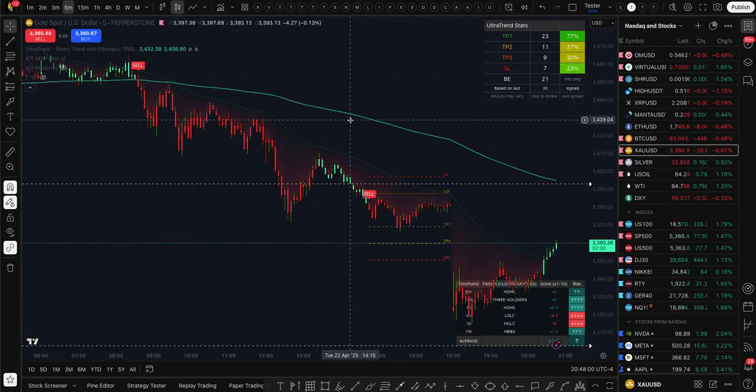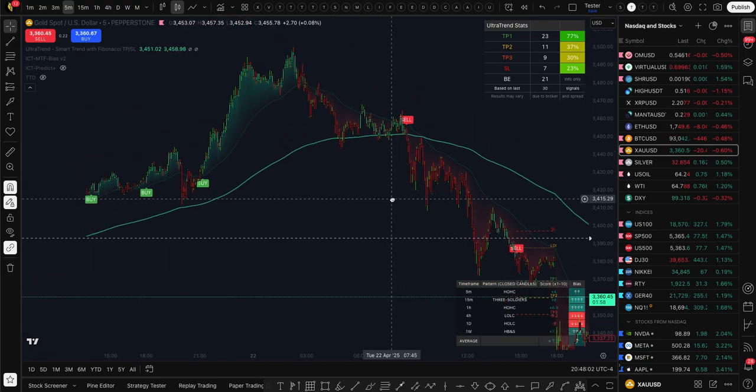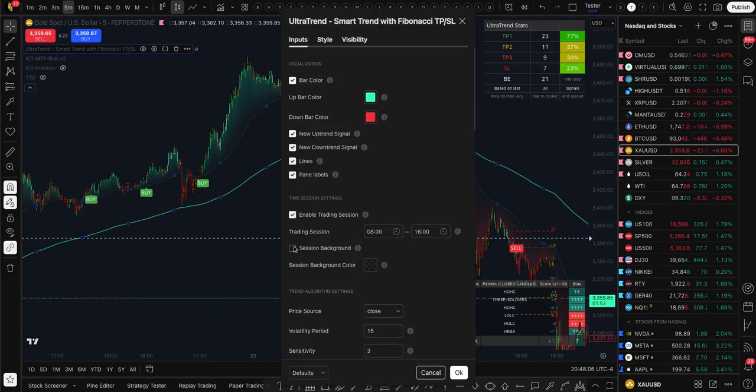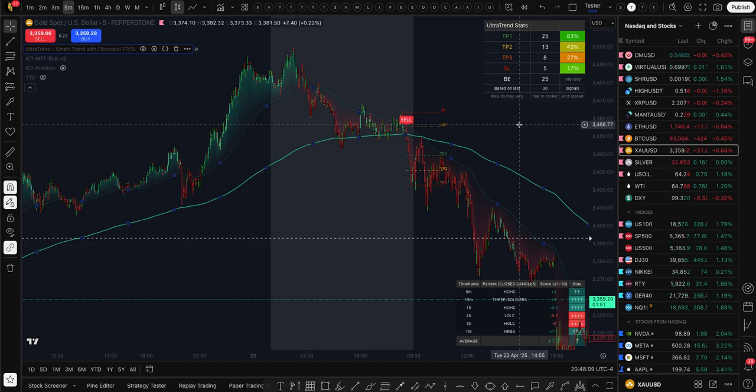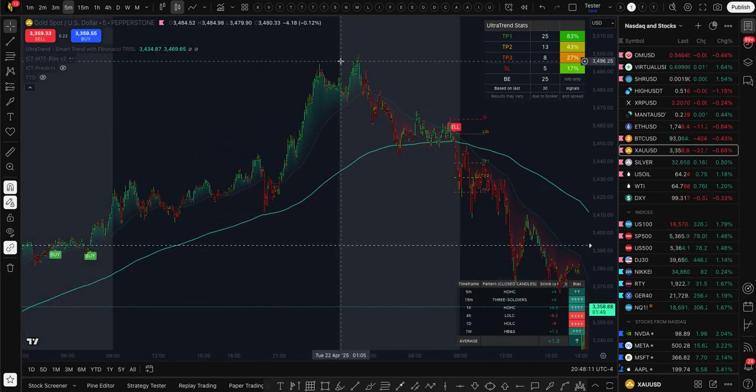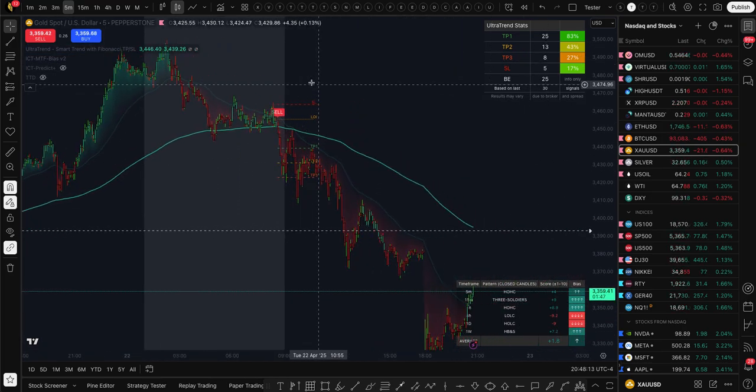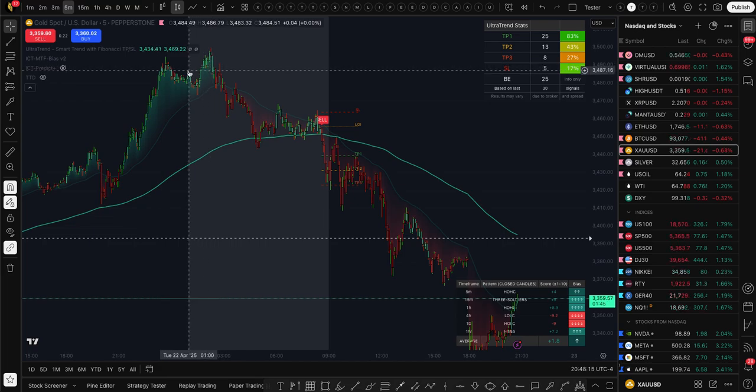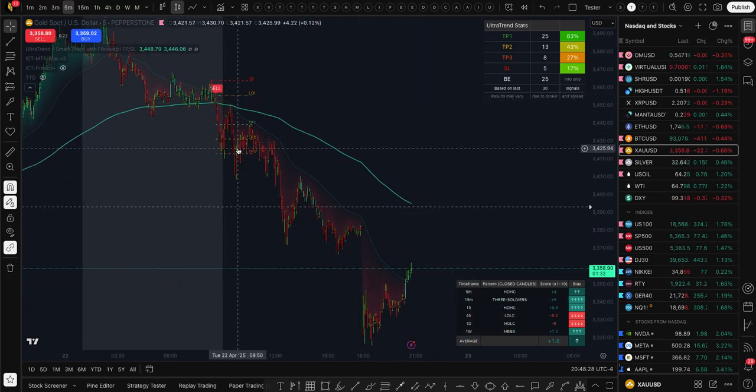Let's go to gold. Currently, gold is dropping, but let me go back to the session here, to just filter this thing out. So yeah, this is the problem I'm talking about. From 8 a.m., right about here, 8 a.m. printed this sell. Let's remove it.